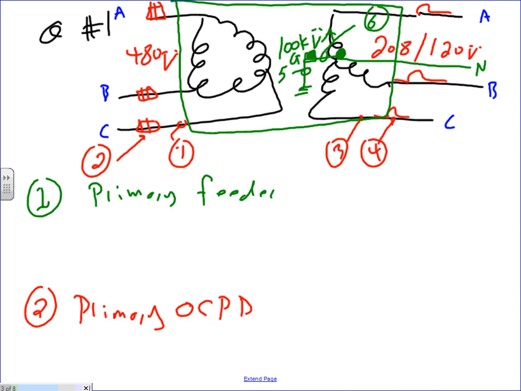I have a transformer that's running 480 delta primary, secondary 208/120, 3-phase, obviously. I have 4 wire on the secondary because it's a Y, 3 wire on the primary because it's a delta. And I need to find the fuses and the conductors on the primary, the circuit breakers and the conductors on the secondary, as well as the main bonding jumper, as well as the grounding electrode conductor. Any question about this? That's what we're going to be doing.